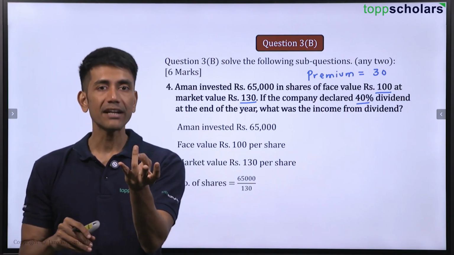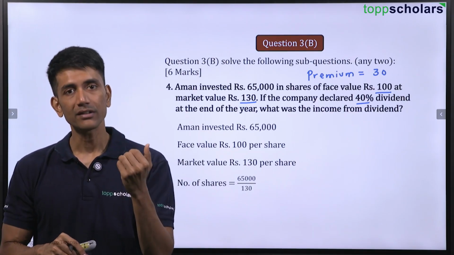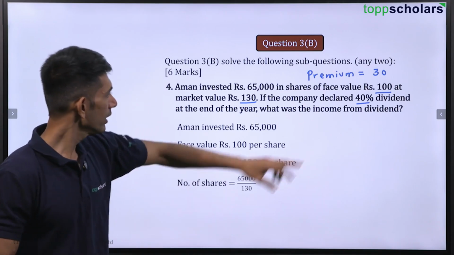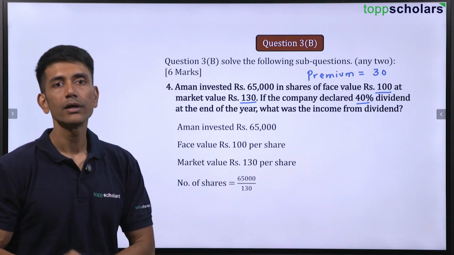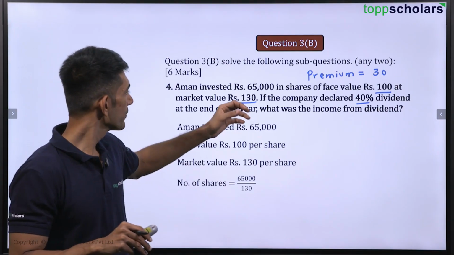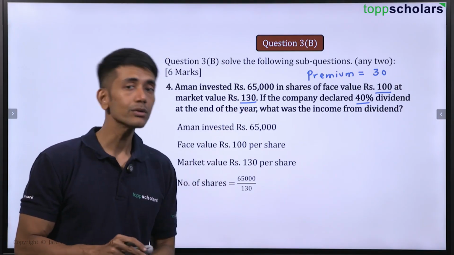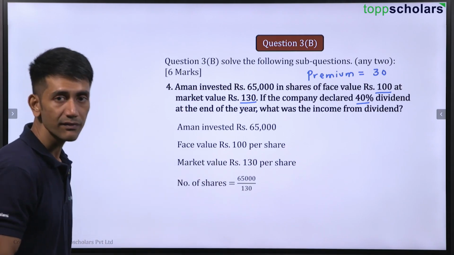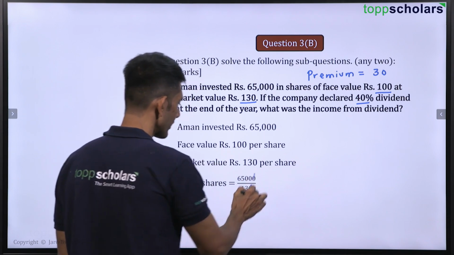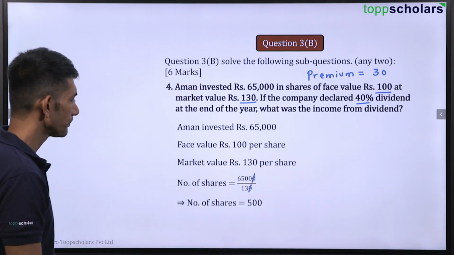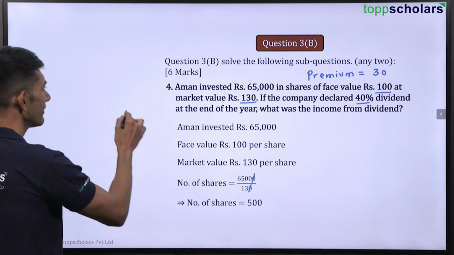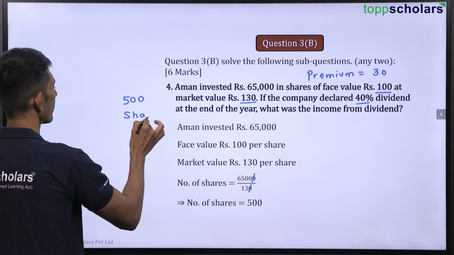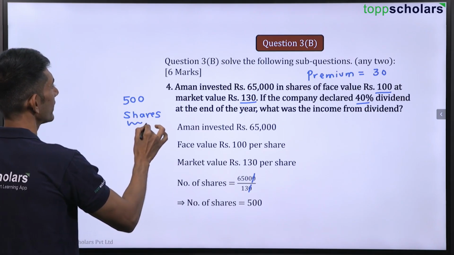At premium, at discount, at par. When the value is more, it is premium. If the face value is equal to the market value, it is at par. And if the market value is less than the face value, the stock is discounted. Correct? So here we have 65,000 divided by 130, and that gives me 500. So basically he purchased 500 shares at 130 rupees, right?